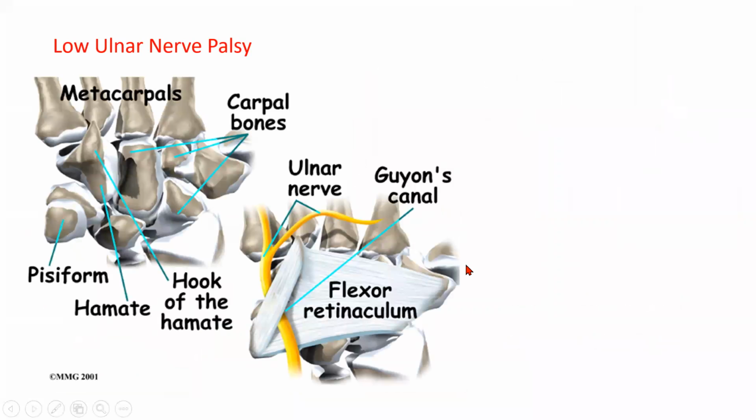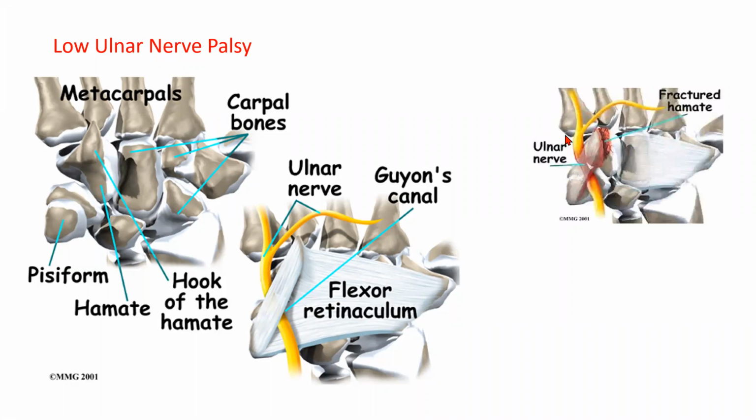So we'll go on to low ulnar nerve palsy. The lesion here is at the level just below the flexor retinaculum, otherwise what we call the Guyon's canal. This is the Guyon's canal. The nerve passes through this canal, which is bounded on one side by the pisiform bone and on the other side by the hamate. And the pisohamate ligament forms the roof of this tunnel, right? The nerve passes through this tunnel and then enters into the hypothenar.